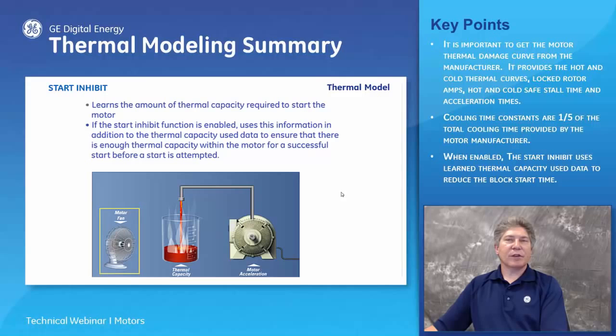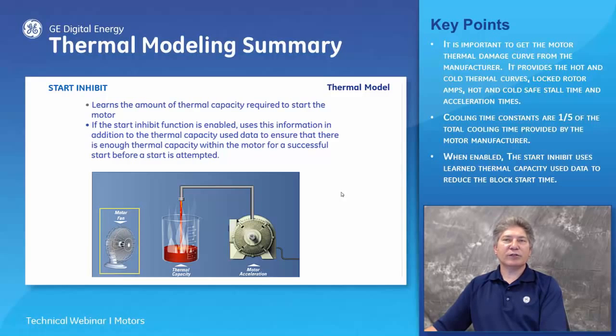Start inhibit. The relays learn three things during each motor start. 1. The amount of thermal capacity used to successfully start the motor. 2. The acceleration time. 3. The average current required to start the motor. We know that when the thermal capacity used value reaches 100%, the relay will trip the motor offline. When the motor has completely cooled, the thermal capacity used value will decay to 0%.